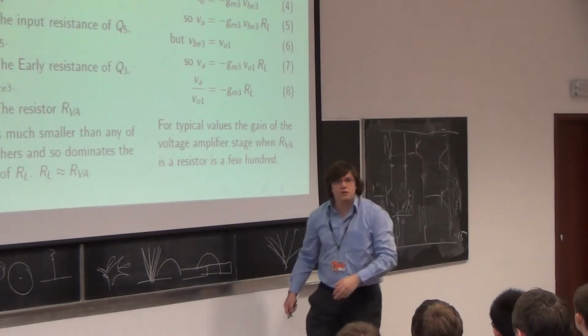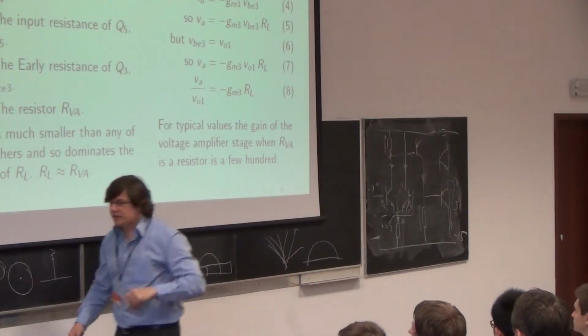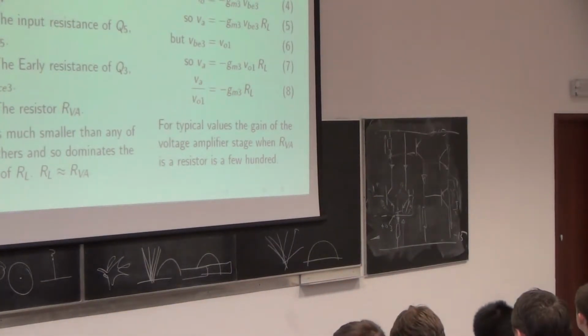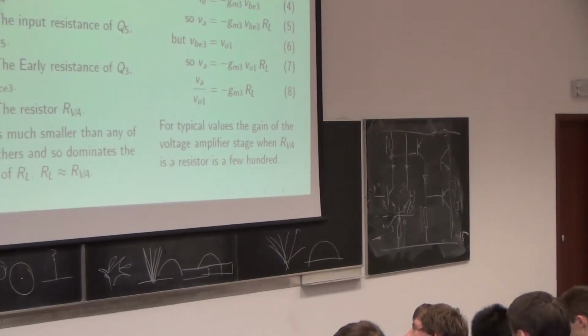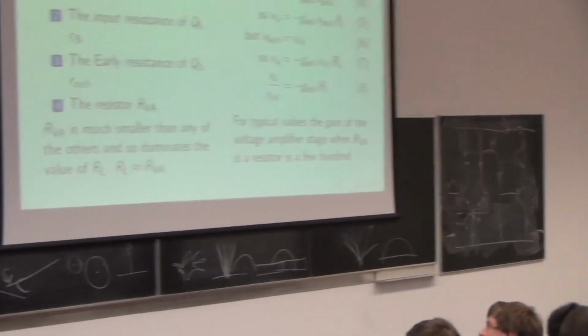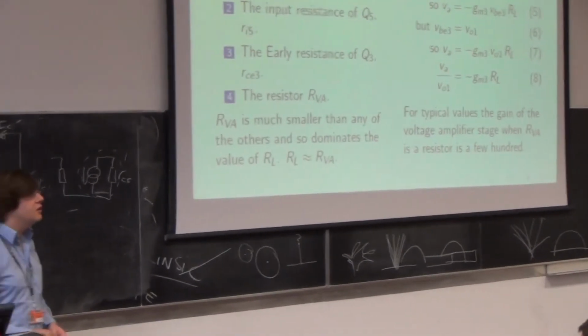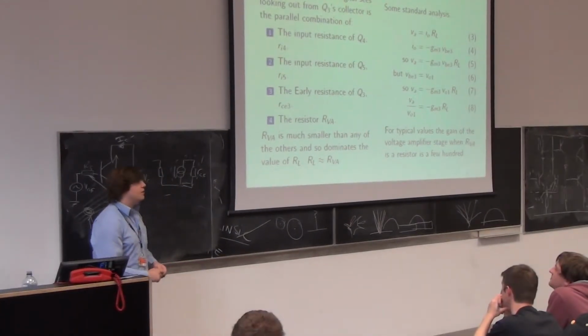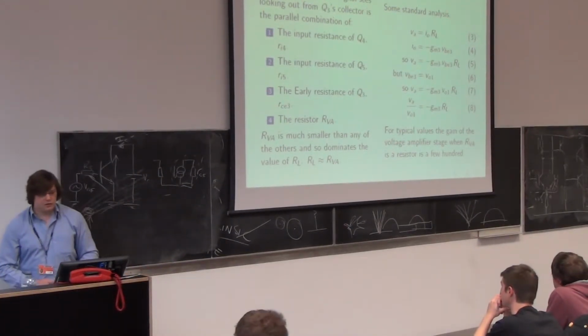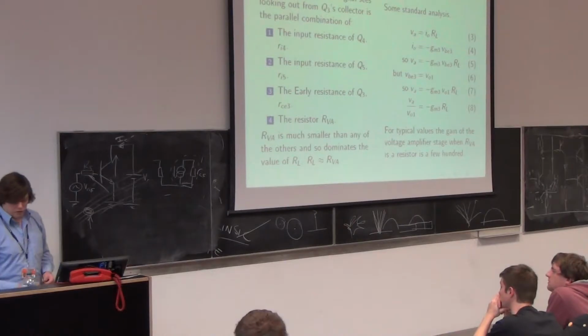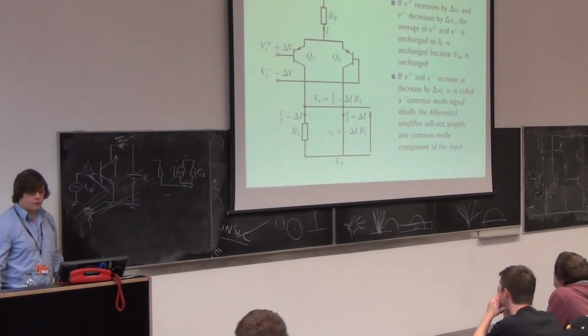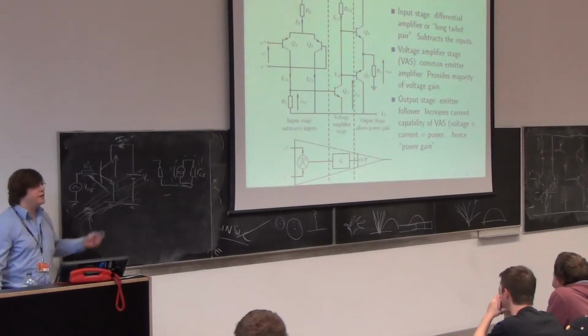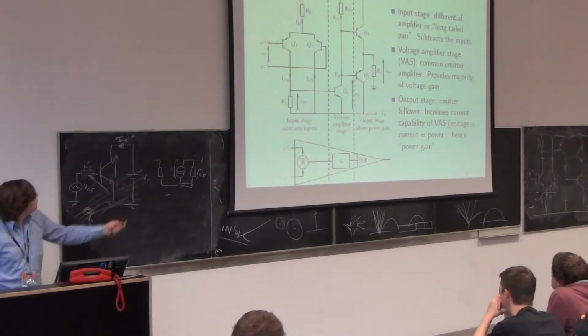But we can get rid of almost all of them except for RL. And the reason is that RL is the smallest by far. RC is usually in the order of a couple of hundred kilo ohms. The input impedance of the two transistors in the push-pull is quite big as well. So it all boils down to what in this diagram is called RVA. That one there.